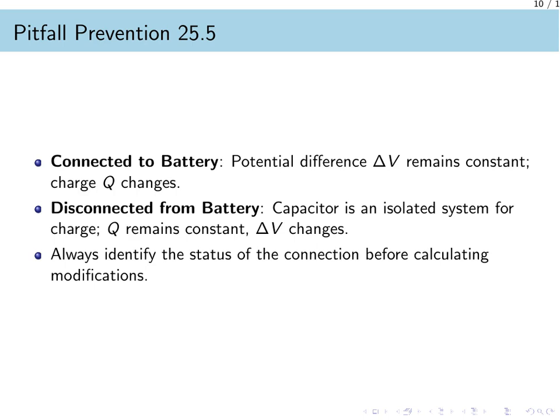First, if the capacitor remains physically connected to a battery, the potential difference delta V is forced to remain constant, while the stored charge Q changes. Second, if the capacitor is disconnected from the battery entirely, it acts as an isolated system for electric charge. In this disconnected case, the total charge Q remains perfectly constant, while the potential difference delta V changes dynamically. You must always correctly identify the status of the battery connection before attempting to calculate any circuit modifications.